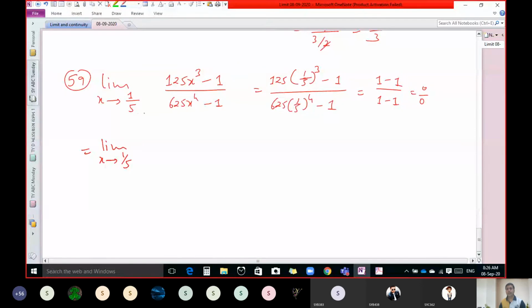The reason is our result is this raised to this, means x raised to n minus a raised to n. So we require only x here upon x minus a.